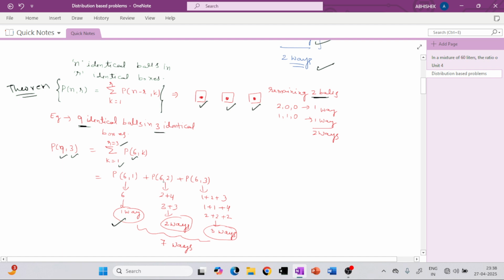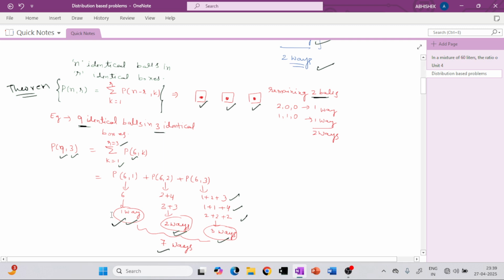Clear? Now we have to divide 6 in two parts. So how can we divide 6 in two parts? 2 plus 4 or 3 plus 3? Two ways. Now we have to divide 6 in three parts. So in how many ways can we divide 6 in three parts? In three ways: 1 plus 2 plus 3, 1 plus 1 plus 4, and 2 plus 2 plus 2. So three ways. So one way, two ways, and three ways. So the total number of ways will become 7. Clear?